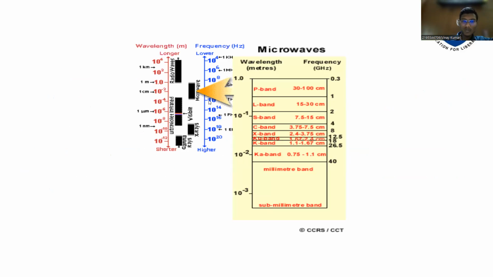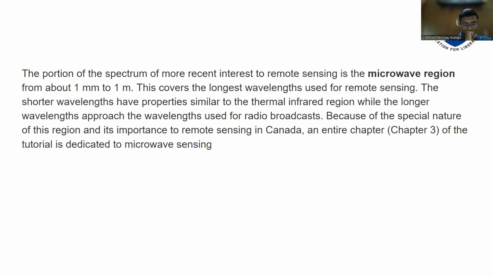Microwaves. You can see that the wavelength generated by microwaves is in the range between 10 to the power of minus 3 to 10 to the power of 1. The portion of the spectrum of more recent interest to remote sensing is the microwave region from about 1 millimeter to 1 meter. This covers the longest wavelengths used for remote sensing.